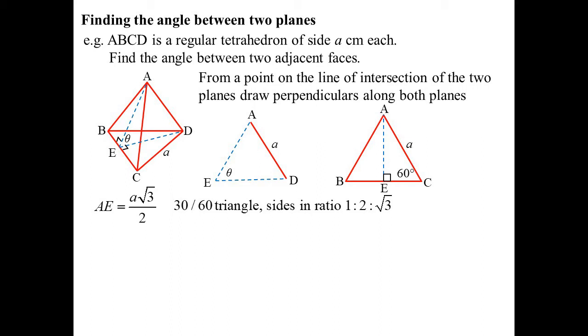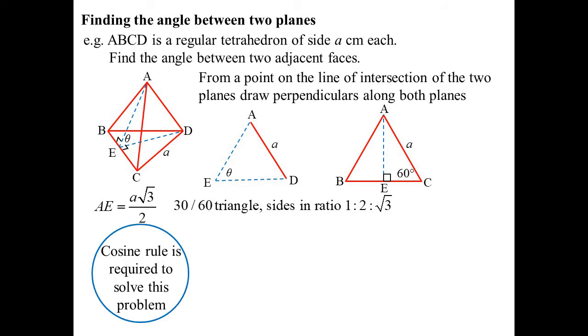So let's find it. It's an exact value. So it would be a root 3 on 2. I didn't actually use trig, to be honest. I used the exact value because I know a 30-60 triangle has sides always in the ratio 1, 2, root 3. Well, a is on the side that would represent 2 in that ratio. Therefore, AE must be root 3 on 2 times a. You could, of course, use trig to find it.